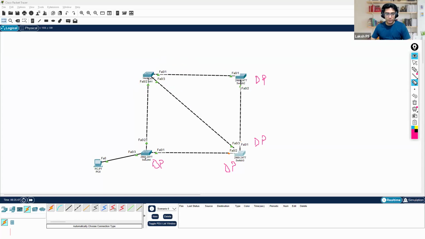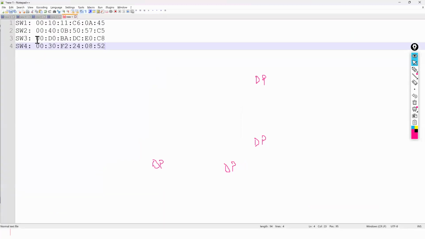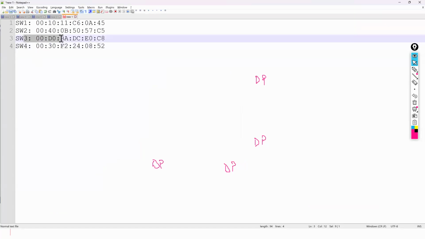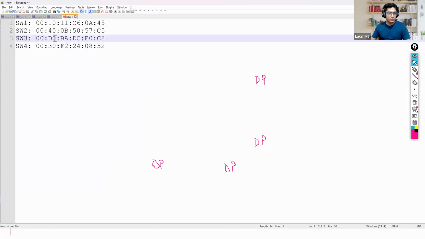Now, between switch 3 and switch 4, which has the higher MAC address? Let's check that. Switch 3 has the higher MAC. Similarly, for switch 2 and switch 3, switch 3 has the higher MAC from both sides.